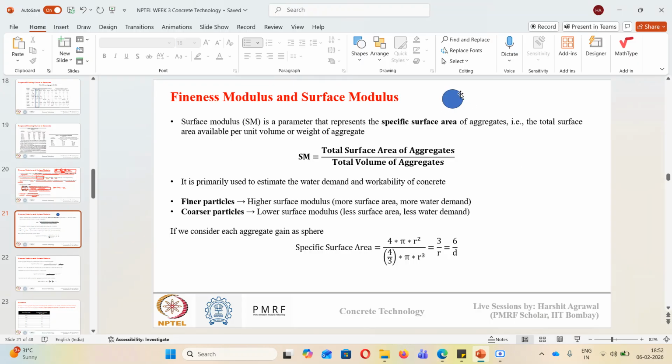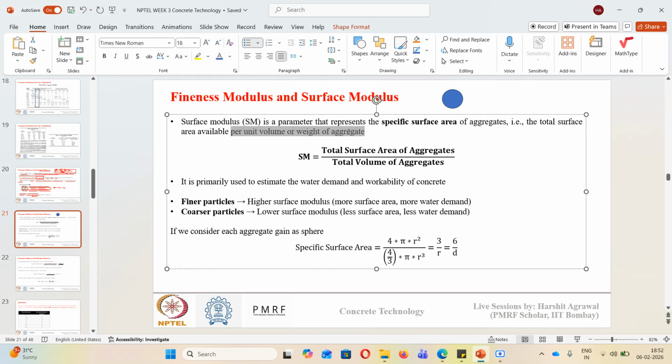Okay, so what is the total surface area of aggregate available per unit aggregate volume? It is known as the specific surface area. You can see this in the formula also here. It is the total surface area of aggregate divided by the total volume of aggregate. And why is this quantity important? Because it is used to estimate the water demand or workability of concrete.